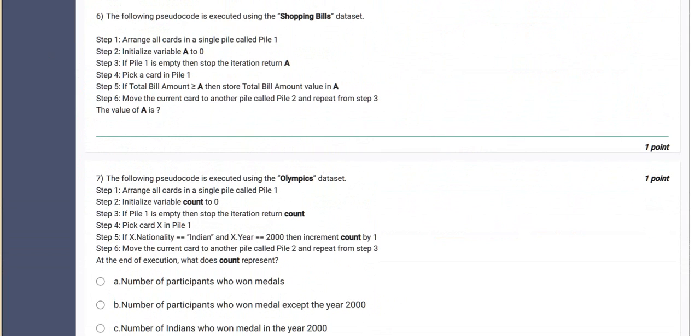Initialize, I think this is a numerical answer question. We will just put the answer here so that you can try solving it. If you observe here, what we are doing is that total bill amount is greater or equal to 8. That means we need to find out the maximum bill, and the maximum bill in the given data set is 4174. Therefore 4174 is the correct answer.